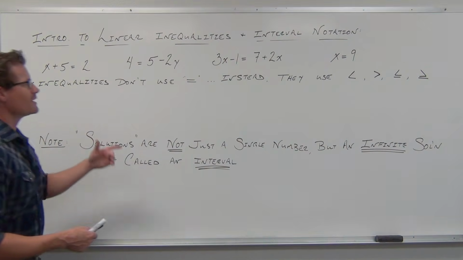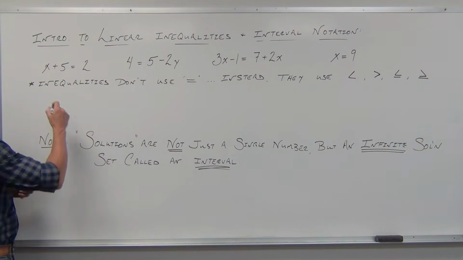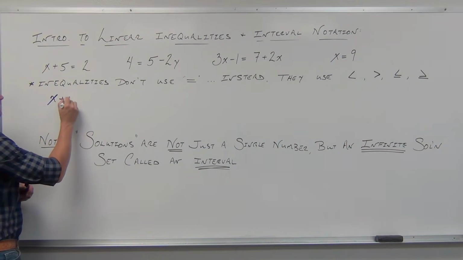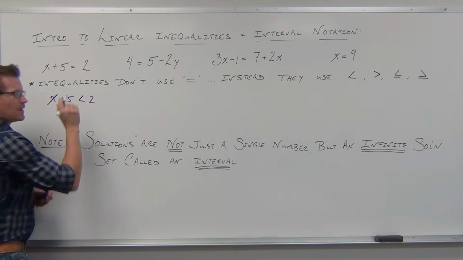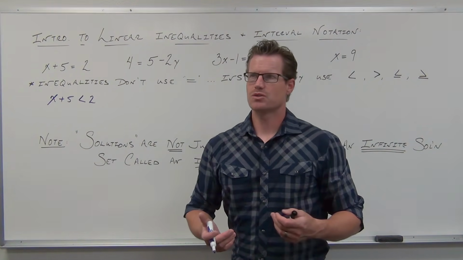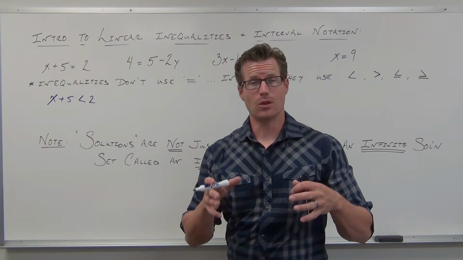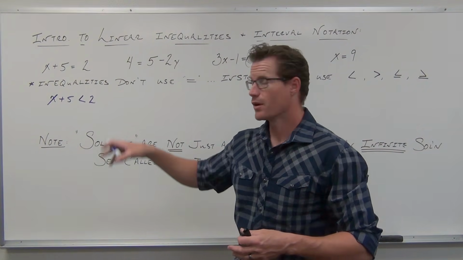So we're not going to be getting x plus 5 equals 2. We're going to be getting something like x plus 5 is less than 2. That's really interesting because what we're going to learn here, and I'm going to ruin the suspense for you, is that there's a lot more than one number that works for that.